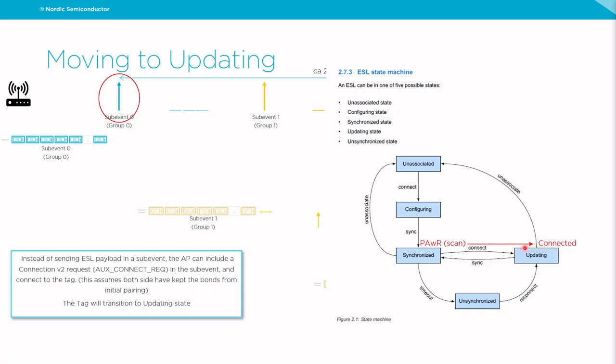This can be done by the access point including a connection request directly in one of these sub-events. So it's possible to include, instead of a payload, a connection request to a specific tag in the sub-event. Once the tag is connected, it will move to the updating state. As you can see, this is a very optimized way to establish a connection with a synchronized tag. Naturally, in the case of Bluetooth ESL, we assume that both devices have already kept the bonds from the previous pairing, so they just need to connect and the connection is already encrypted.